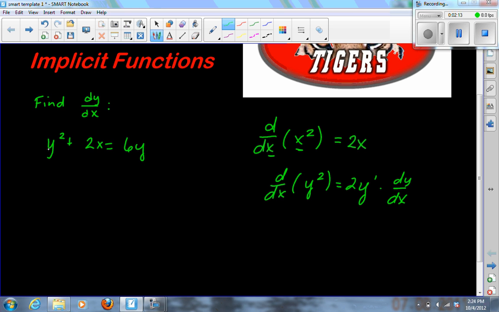So over here, if I took the derivative of each side, taking the derivative of the left side would give me 2y dy dx plus the derivative of 2x with respect to x. We can just differentiate as normal, so this would be a 2, equals the derivative of 6y with respect to x. So again, I have to use a 6 dy dx because of the fact that this is a y. The derivative of y with respect to x is just dy dx.